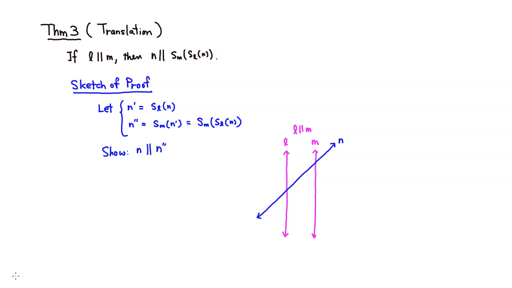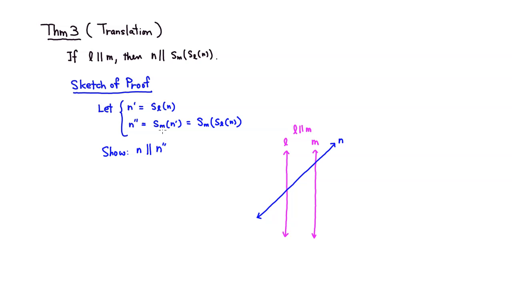I drew two parallel lines, L and M. Then I take n to be a non-parallel line. Because if n was parallel to L and M, any linear transformation will map parallel lines to parallel lines. So obviously, if you apply another transformation, it's still going to be parallel. So the original line n is automatically parallel to n double prime. That case is already taken care of.